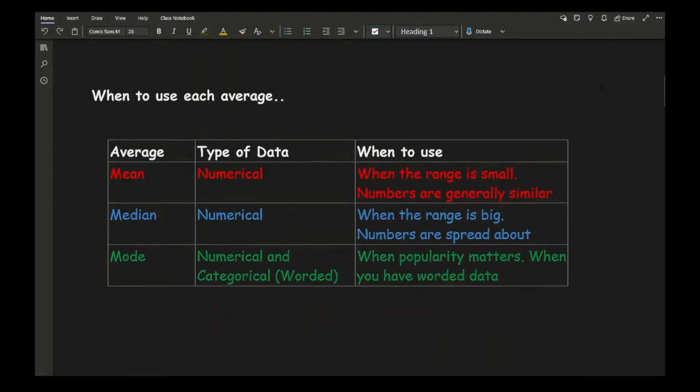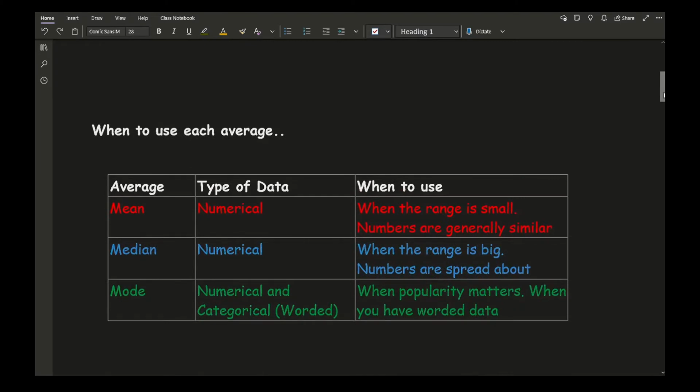Now, the following table kind of answers the question, and the majority of the answer is going to be based on the type of data that you've actually got. If you've got a list of numbers, then generally you could use either the mean or the median or the mode. However, if you're given worded data or categorical data, then the only average you can use is going to be the mode. Now, when we use each of these averages is based on the type of data, or you have to look at the data in more detail.